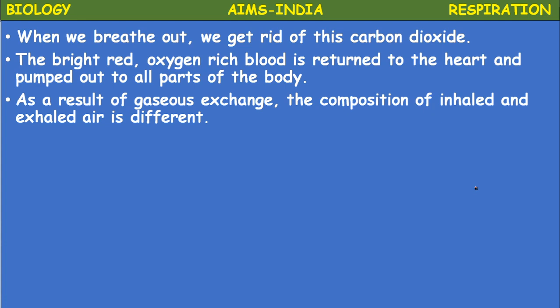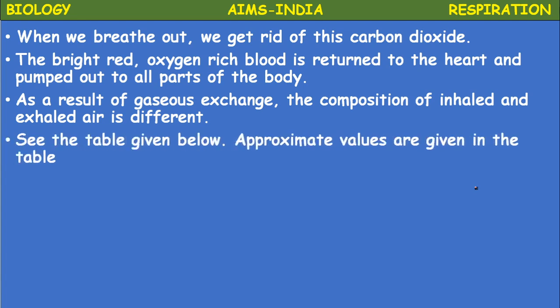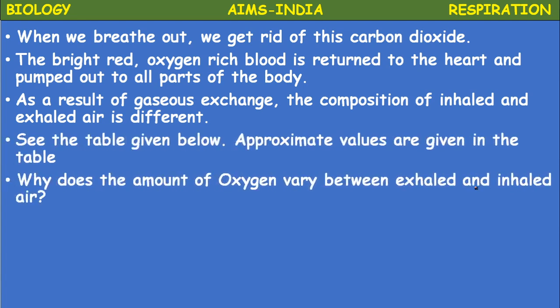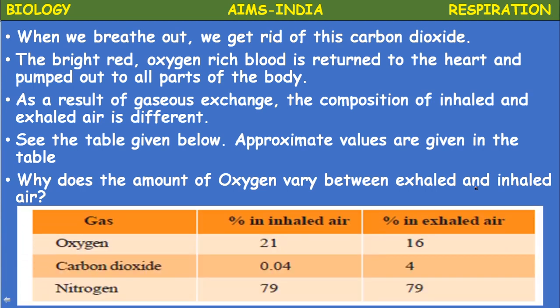As a result of the gaseous exchange, the composition of the inhaled and exhaled air is different. Okay. See the table below. Approximate values are given in the table. Why does the amount of oxygen vary between exhaled and inhaled? Okay, here see. The percentage of oxygen in the inhaled air is 21% and in the exhaled air is 16%. Why does the amount of oxygen vary between the exhaled and inhaled air?